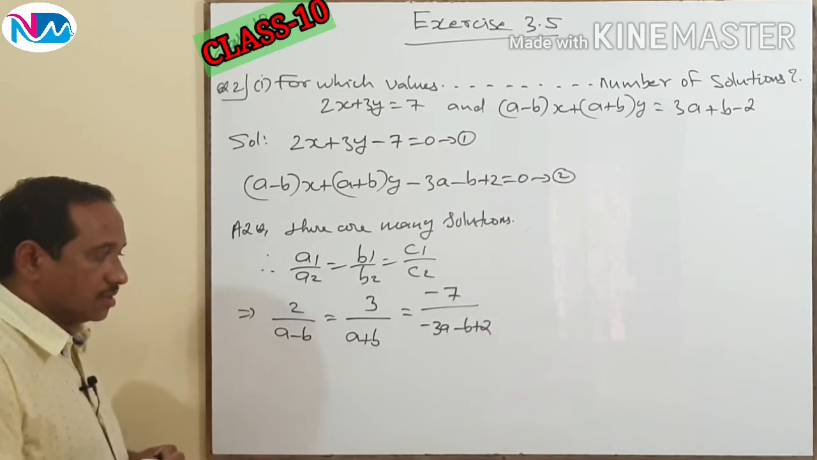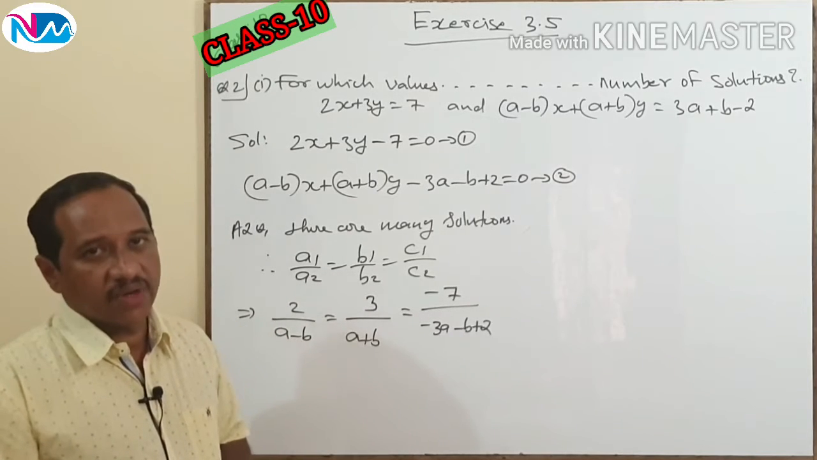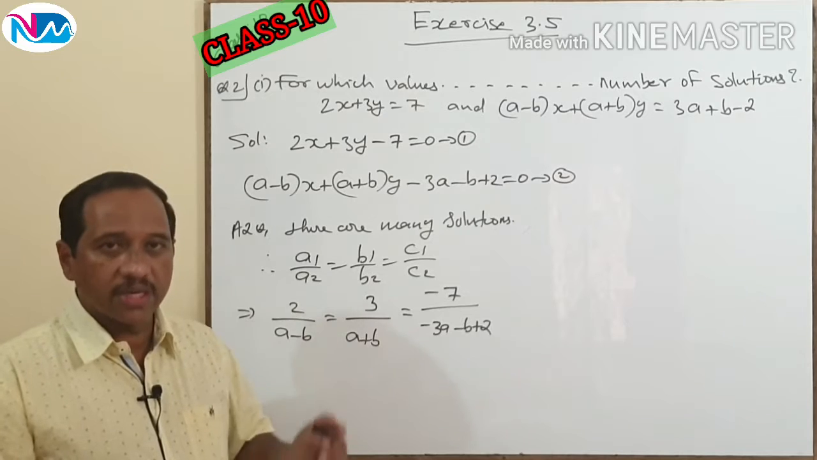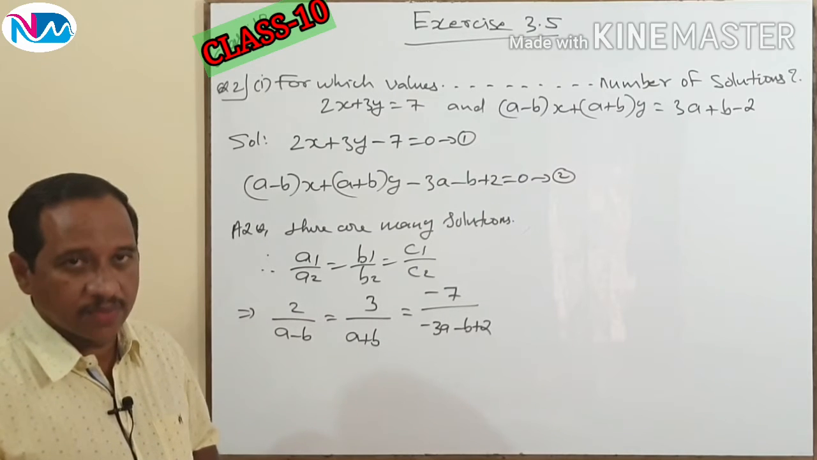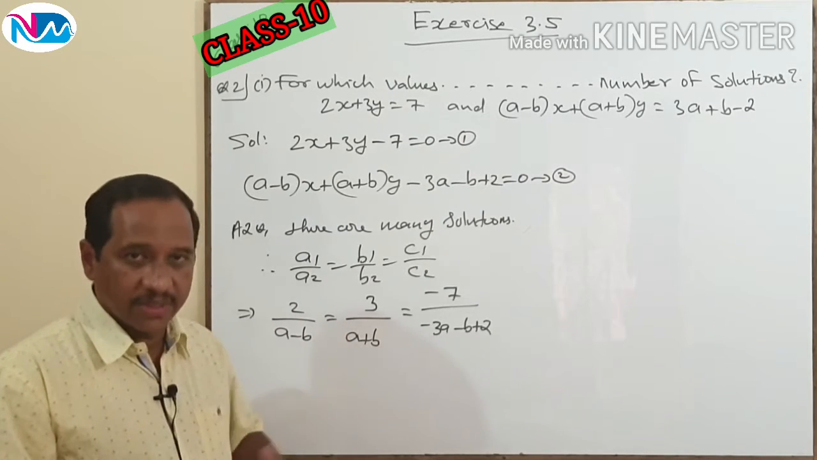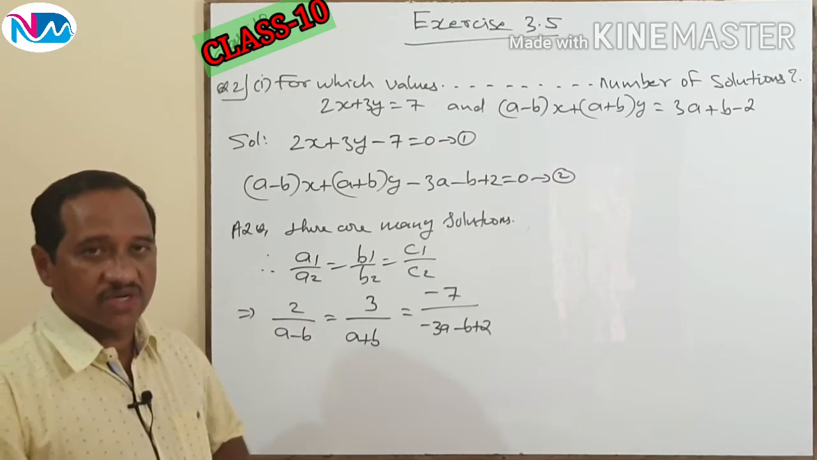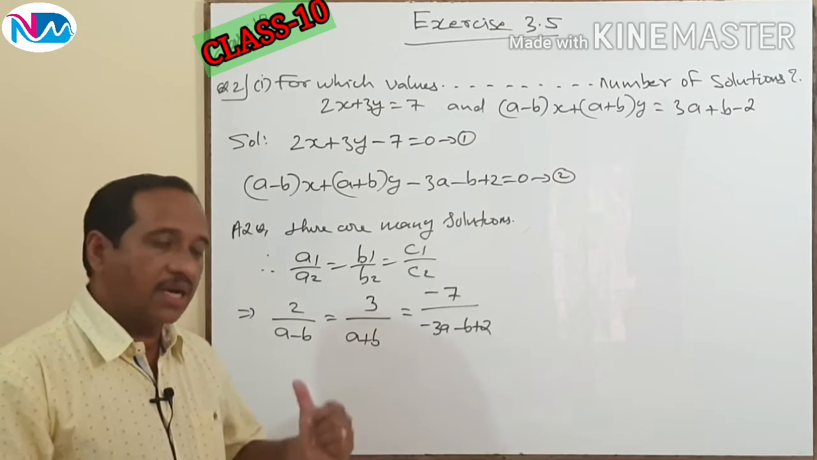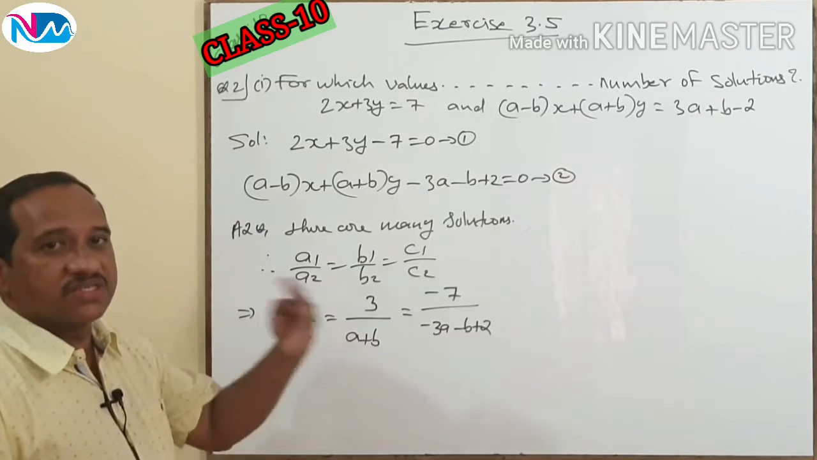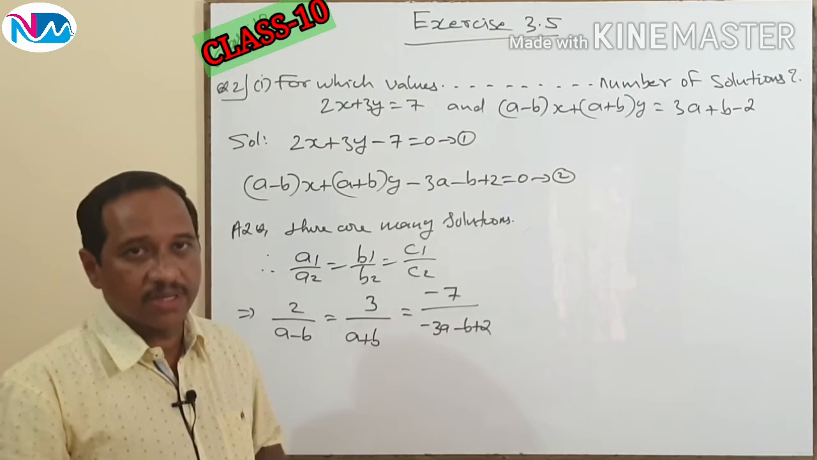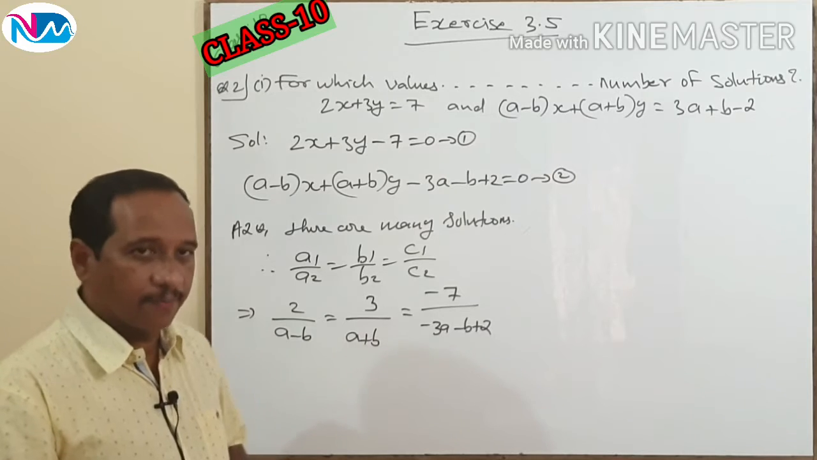Now here we have to find the values of a and b. Whenever we have to find the values of two variables, we have to form a linear equation in two variables, that is a pair of linear equations in two variables. Here the variables are a and b. So here by taking the first two, we will form a linear equation in two variables a and b. Then by taking the second and third, or first and third, we will form the second linear equation in two variables a and b. And then we have to solve those equations to find the values of a and b.